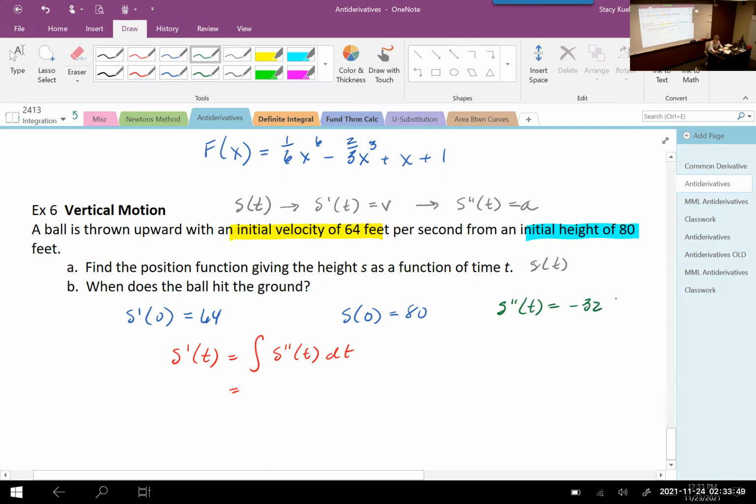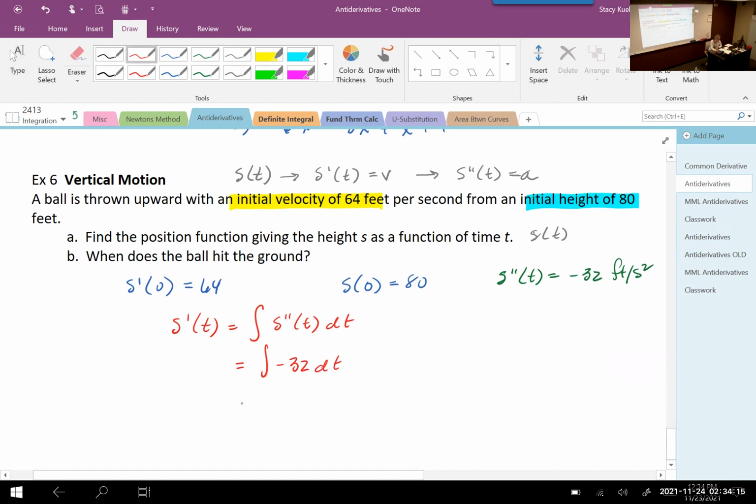I don't know what the units are all of a sudden on it. But anyway, I think it's feet per second squared. That's acceleration. So we can take that fact and we can say, okay, what is the integral then of negative 32 dt? What would that be? What's the integral of negative 32 dt?